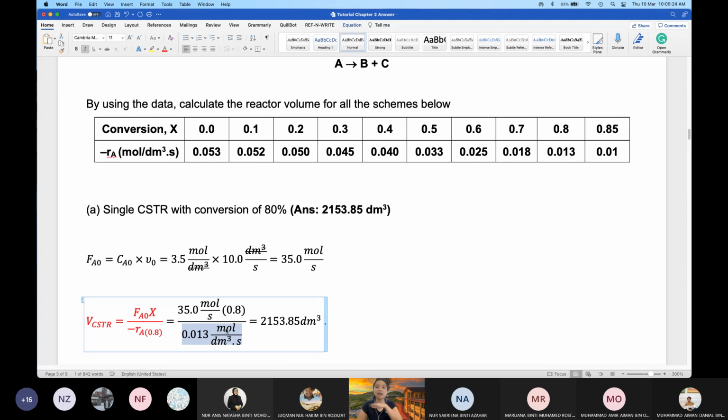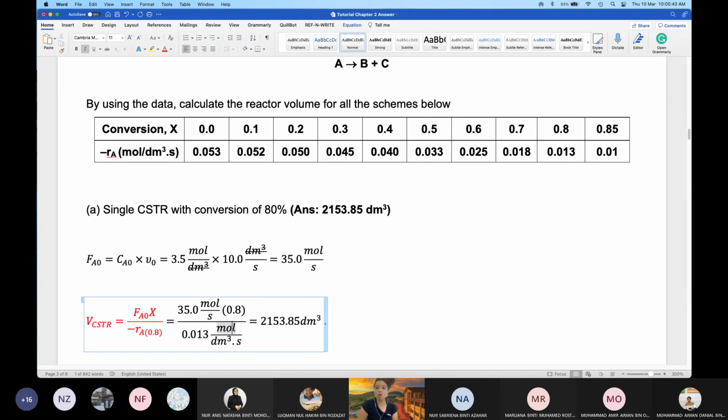So look at this part, we divide. Why do we divide? Because the table's value is minus RA, so you have to divide by that minus RA value. You will get the volume as 2153.85 dm cube. If you are not too sure, again, you can do the unit cancellation.